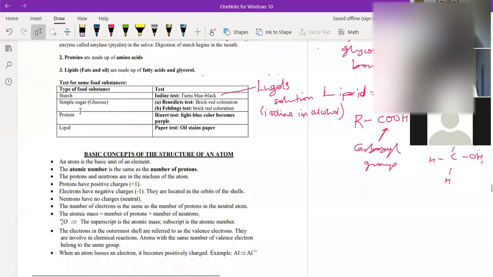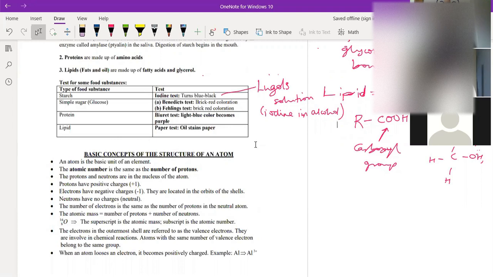Then simple sugar, how do you test for simple sugar? You can do what we call the Benedict's test, or we can do the Fehling's test. You add the reagent called Fehling's reagent or Benedict's reagent to the substance, and then you boil it. Once you boil it, it turns from purple to the brick red color. If you see that purple changing into a brick red coloration, then you are dealing with a simple sugar. So that's how you test for it.